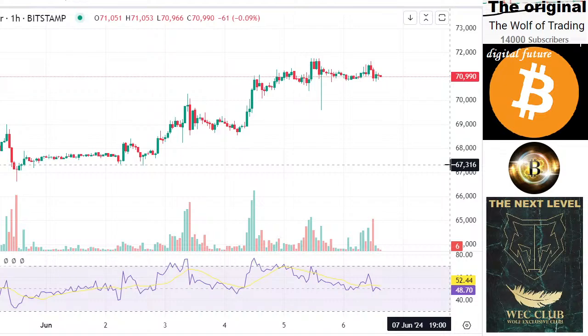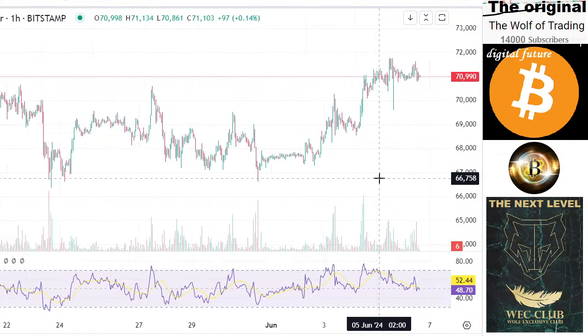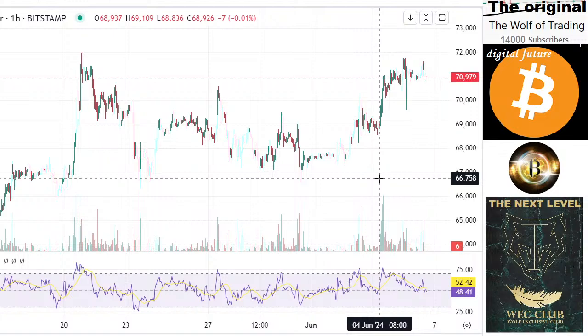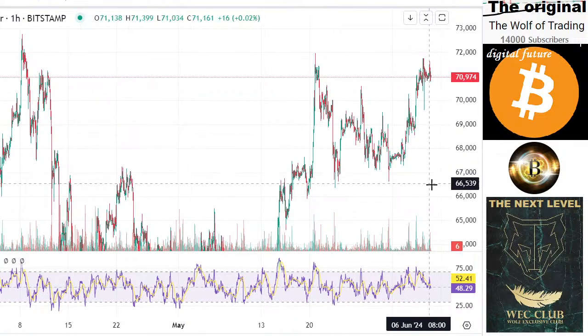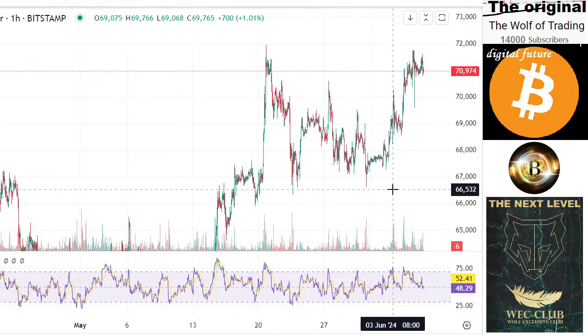Okay, let's start with the Bitcoin price. Then we can look to your requests, or should we look directly to the requests? What is your wish? First Bitcoin, or should we look to the cryptos? What you request? Write in the comment field so that I can listen. Okay, first Bitcoin. Let's start with the Bitcoin price.